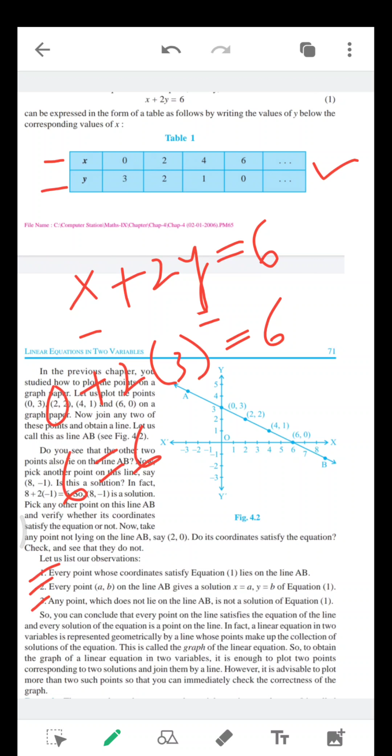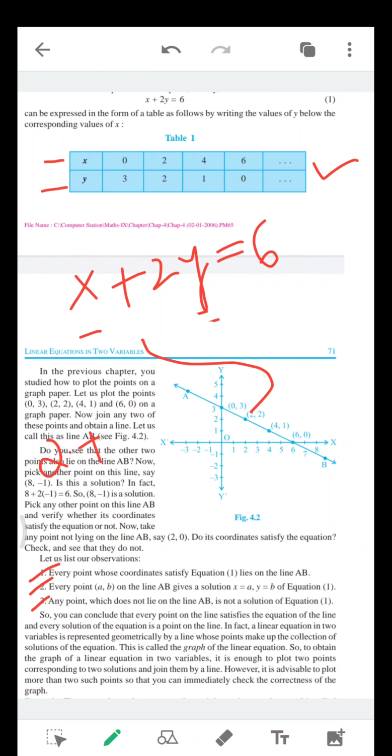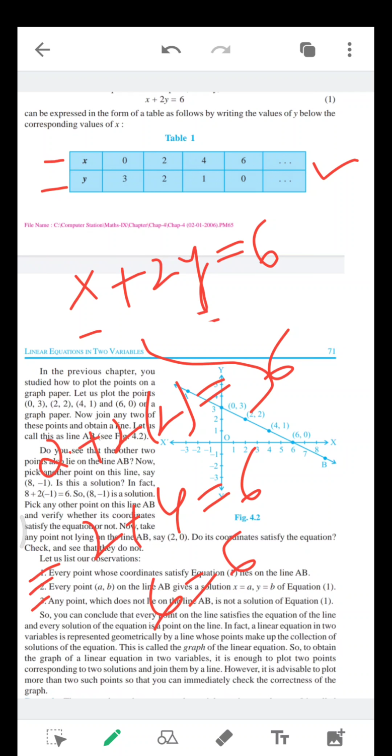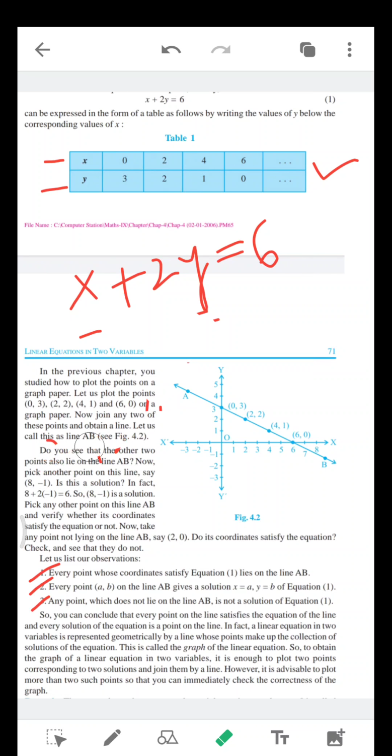So 0, 3 satisfies our equation. Like this you have to check for other points also. 2, 2, the second point. If you substitute 2, 2: 2 plus 2 into 2 is equal to 6. 2 plus 4 is equal to 6, and 6 is equal to 6. So if it is a solution, you always get an equal answer like this, 6 is equal to 6 in all cases.